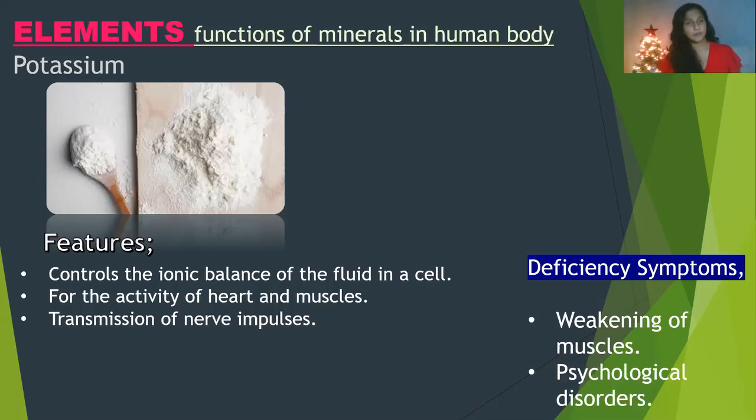So in human body, the first given element is potassium. The features are control the ionic balance of the fluid in a cell for the activity of heart and muscles, transmission of nerve impulses. Deficiency symptoms are weakening of muscles and psychological disorders.